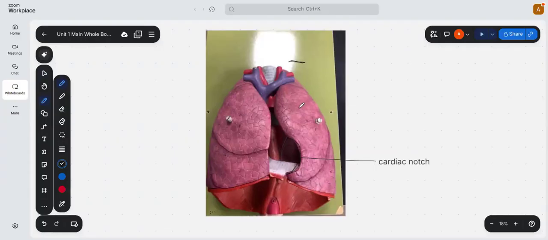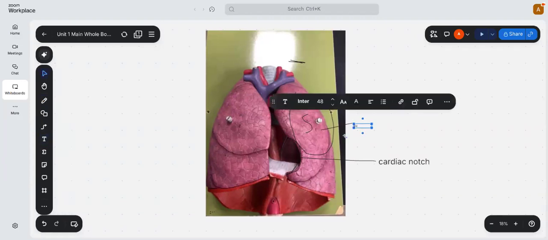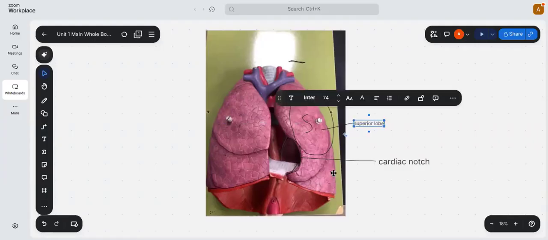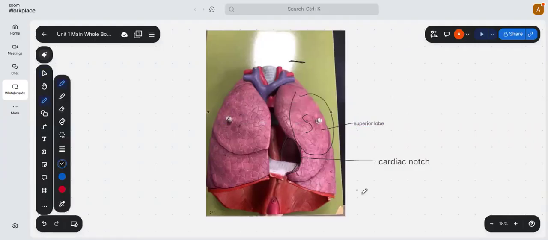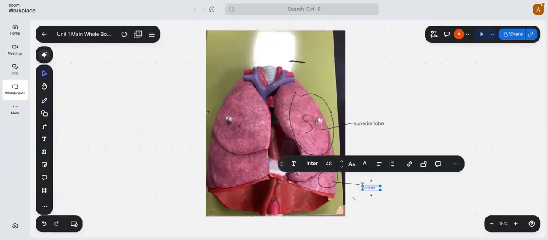Next, we have your different lobes. So over here, this top portion, this is going to be your superior lobe. So I'll put an S over there for that. And I can also write it down. Superior lobe. And then on the bottom, this portion right over here, this is going to be your inferior lobe. Sitting right over there.